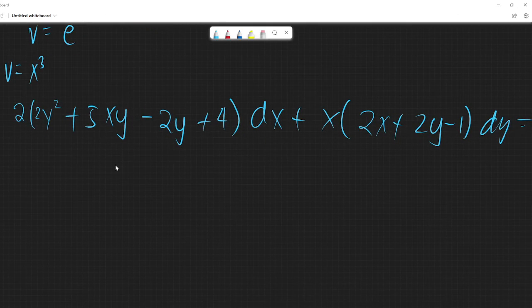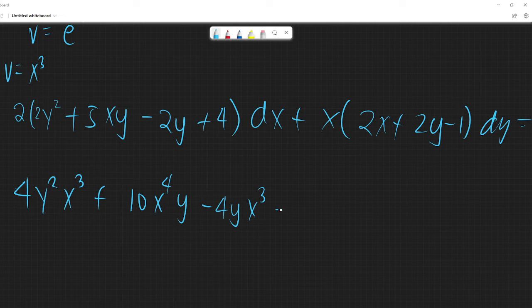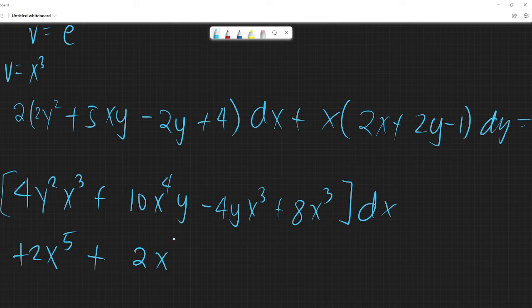And multiplying by the integrating factor x cubed, we will get 4y squared x cubed plus 10x to the fourth y minus 4y x cubed plus 8x cubed, all multiplied by dx, plus x to the fifth times 2 plus 2x to the fourth y minus x to the fourth, dy.